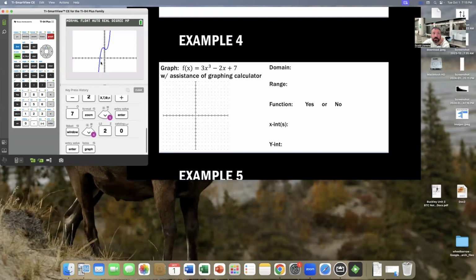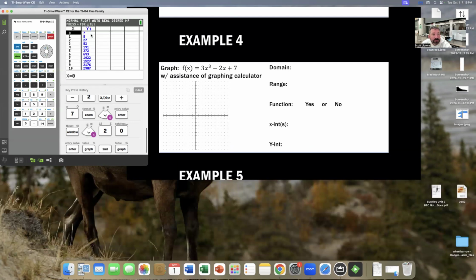All right, so based on this picture, I'd like to produce a little bit on my graph here, and then I'd like to be able to answer about my domain, my range, whether or not it's a function, x-intercepts and y-intercepts. All right, so producing some of these ordered pairs for my graph can be simple by going to our table. So if you hit second and then that same graph button, it'll pull up the table. And here's some ordered pairs we can graph.